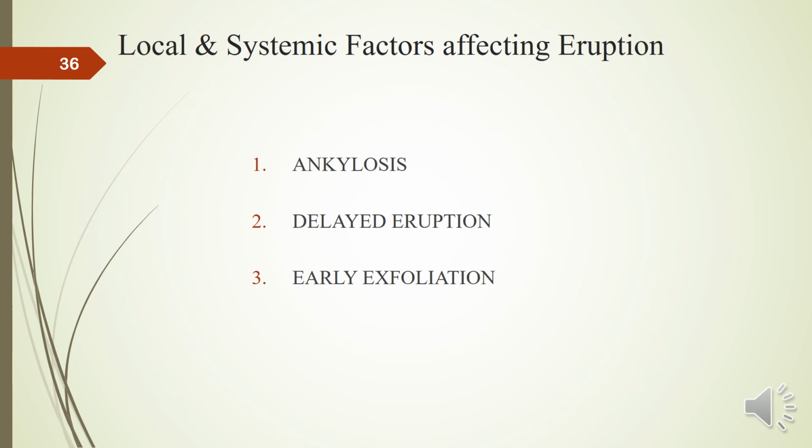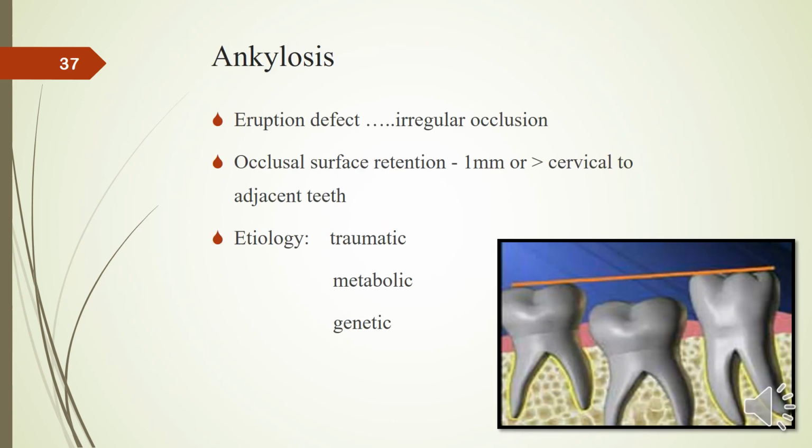So the local factors I have listed out are ankylosis, delayed eruption, and early exfoliation of primary teeth. Ankylosis can happen when there is a bony union between the tooth roots and the bone, and this can happen because primary teeth are undergoing root resorption. So root resorption is not one process.